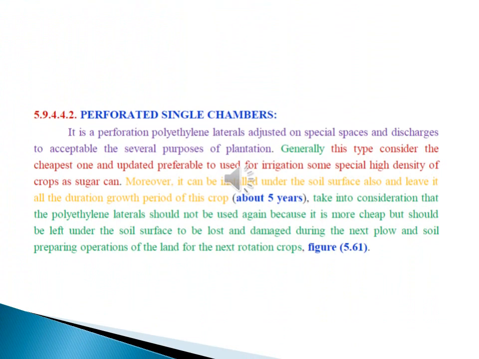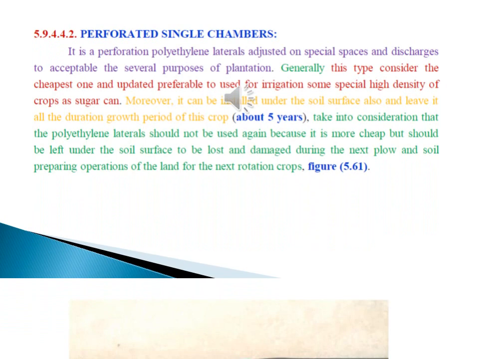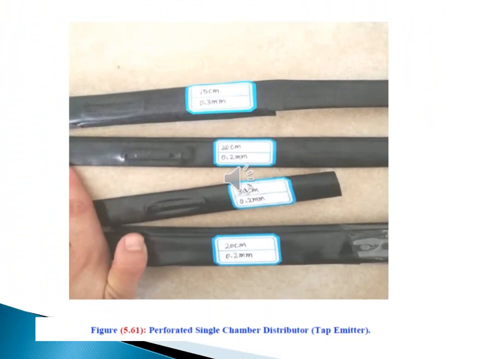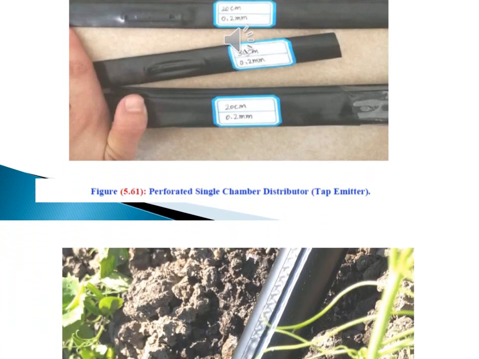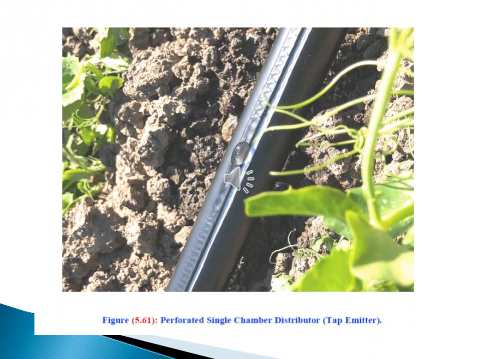Perforated single chamber. It is a perforated polyethylene lateral adjusted at special spaces and discharge to accommodate the several purposes of a plantation. Generally, this type is considered the cheapest one, and is preferable to use for irrigation of some special high density crops such as sugar cane. Moreover, it can be installed under the soil surface also and left for the whole duration of the growth period of this crop, as illustrated in the enclosed figure. Figure showing perforated single chamber distributor, as you see by different spaces in between. Figure showing the tap emitter pulsing water in the field.